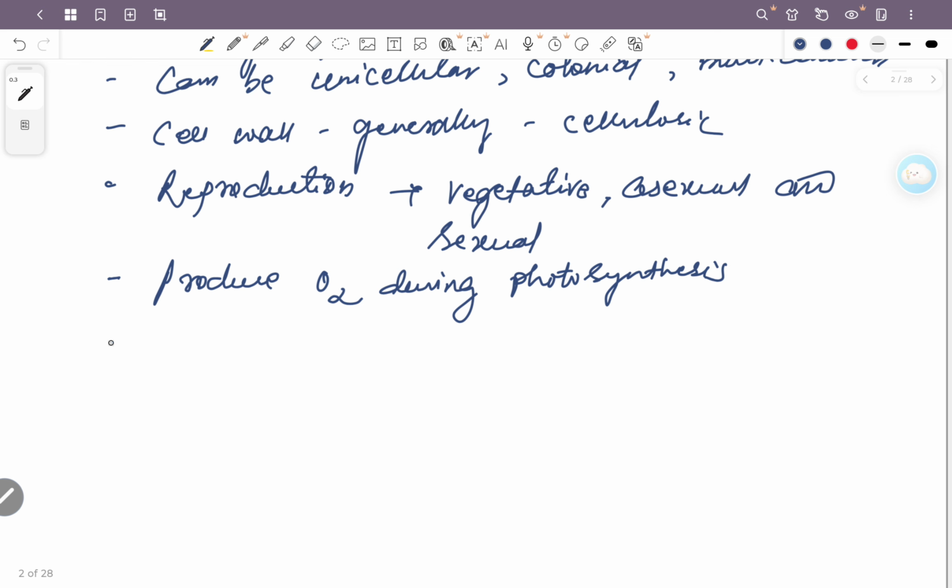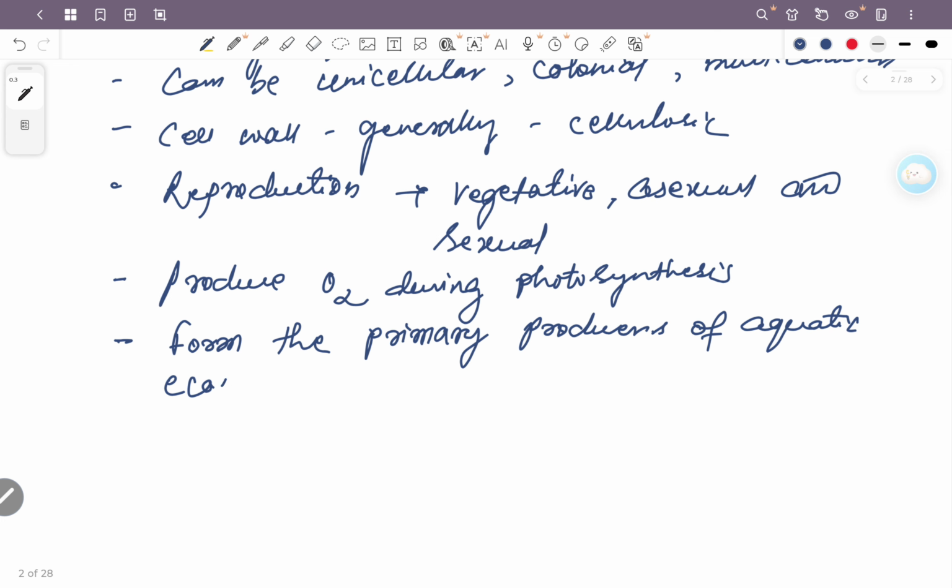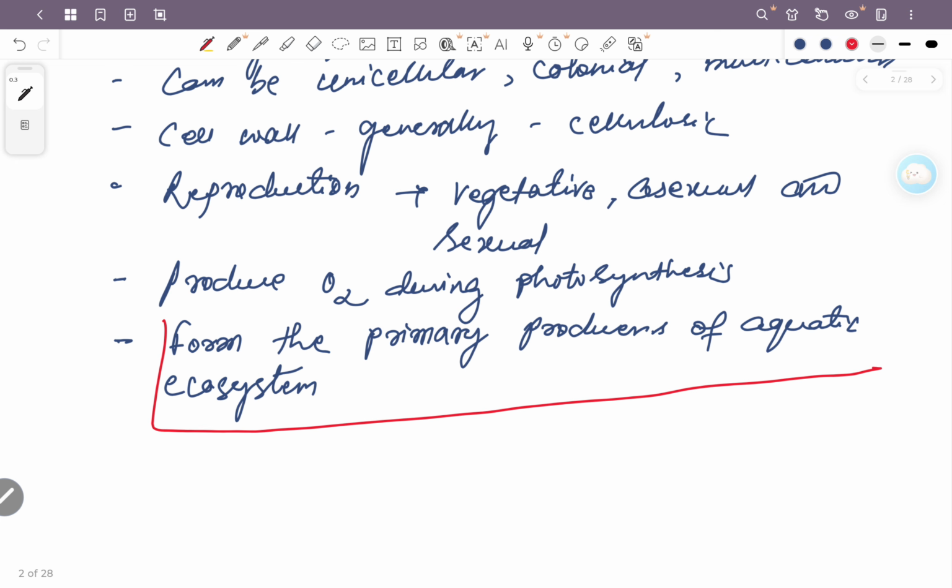And very important, children, they form the primary producer of aquatic ecosystem. So they are the primary producer. This point is very important. Okay, now come to the habitat of algae.